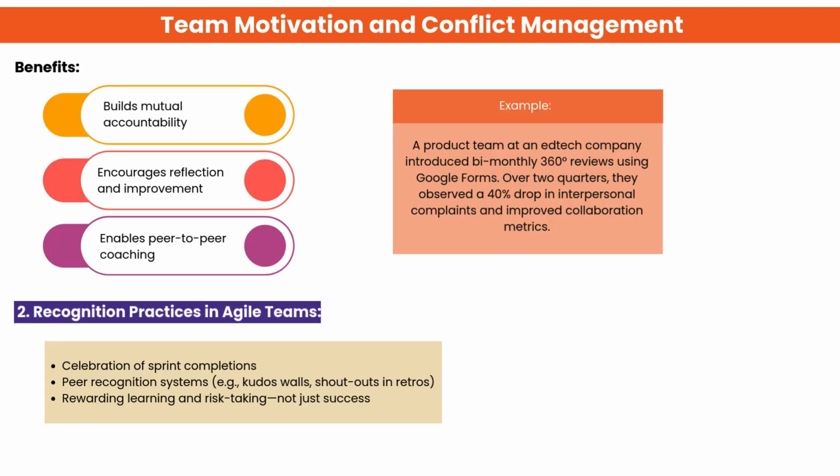This slide highlights how 360 feedback and recognition improve team motivation and reduce conflicts. Regular feedback builds accountability, encourages self-reflection, and supports peer coaching. The example shows how simple tools like Google Forms helped an EdTech team reduce interpersonal issues by 40%. Along with this, celebrating sprints, peer shout-outs, and rewarding effort, not just success, creates a positive, collaborative Agile culture.